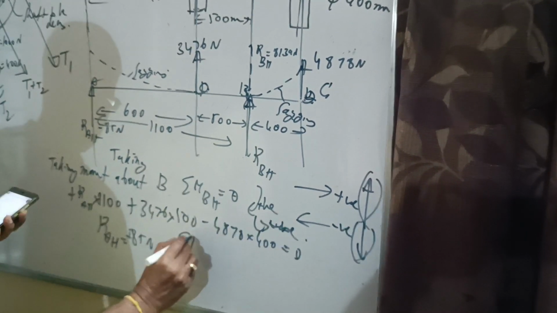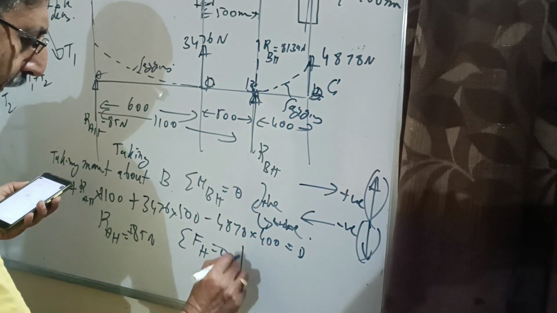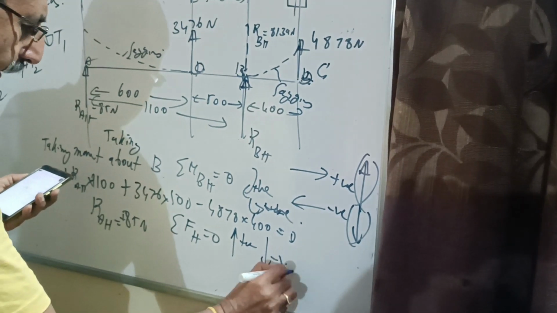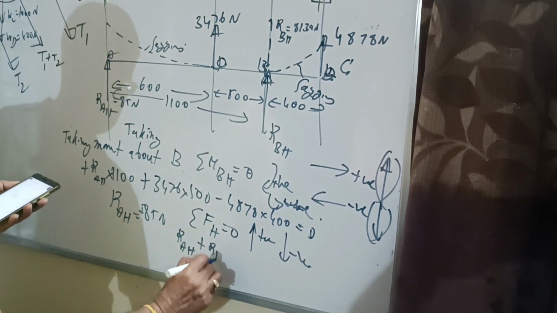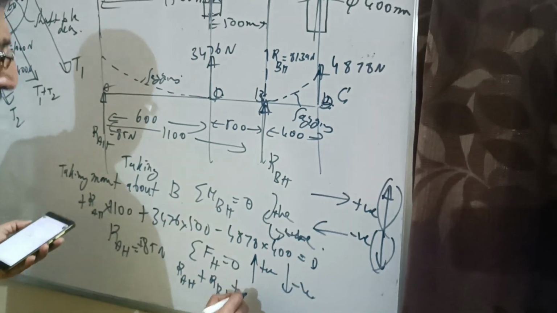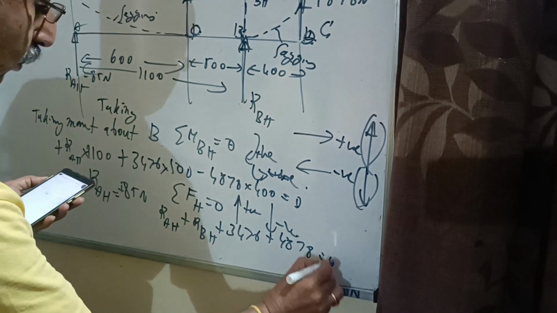Now you apply the condition for force equilibrium. Algebraic sum of the horizontal forces should be equal to 0. Again, up positive as usual, down negative. So in that case, RAH plus RBH, all are up here. 3,476 plus 3,476 plus 4,878 should be equal to 0.